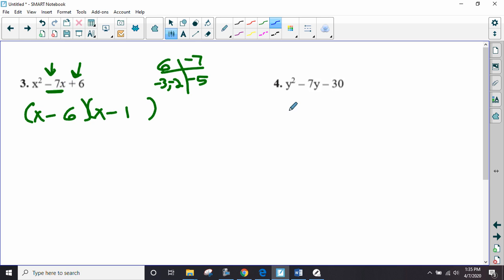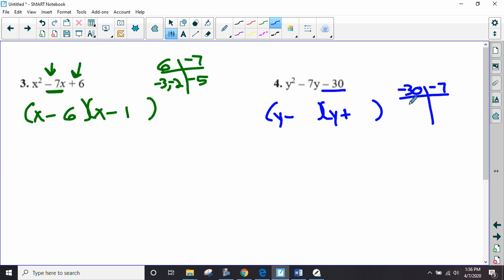Okay. Remember, just reviewing a little bit. I got a little ahead because I was seeing all these negatives. We know one of them is going to be negative because our negative 30 is negative right here, because you cannot multiply two negatives and get a negative. That just doesn't happen.